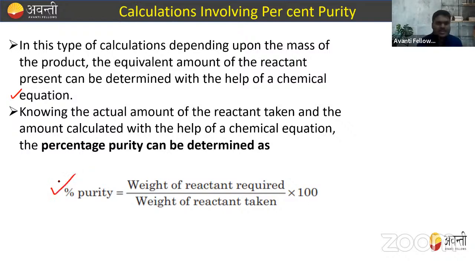So what is the formula for calculating the percentage purity, beta? Percentage purity is equal to weight of the reactant required divided by weight of the reactant taken, into 100, right? कि कितना weight of the reactant हम लोगों ने starting में लिया था and कितना weight of the reactant हम लोगों को required था. So इन दोनों का ratio multiply by 100, this will give the percentage purity, right? It is clear from its name also.